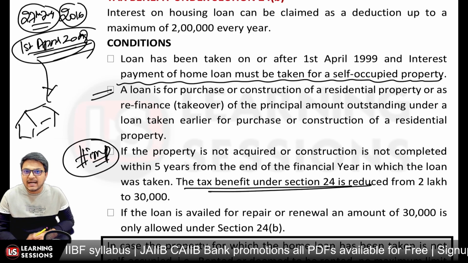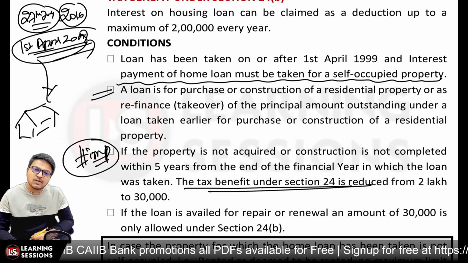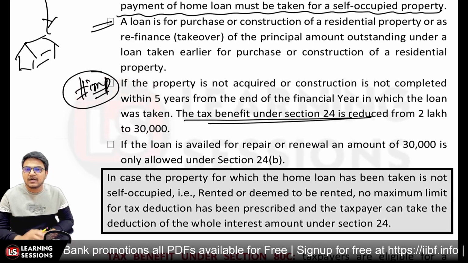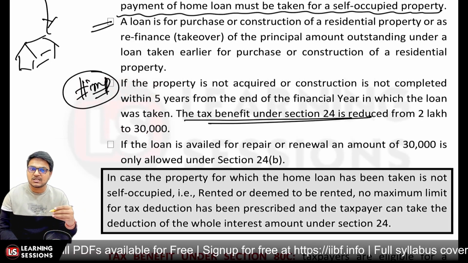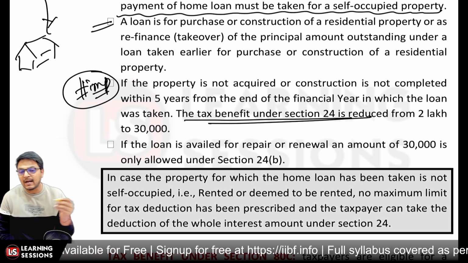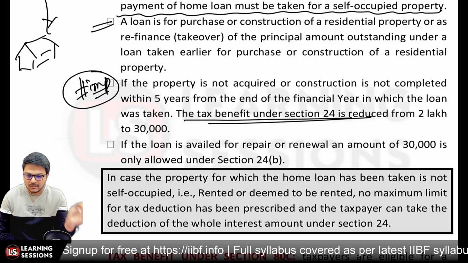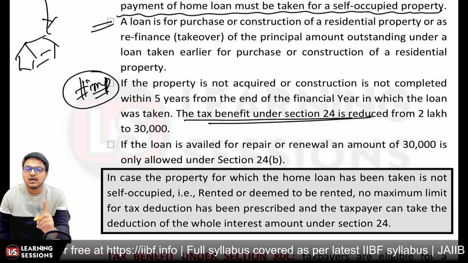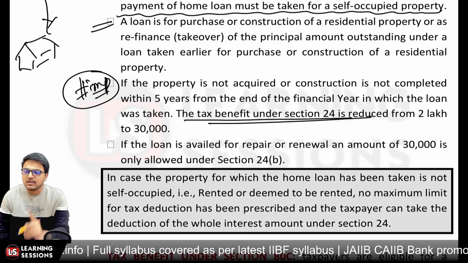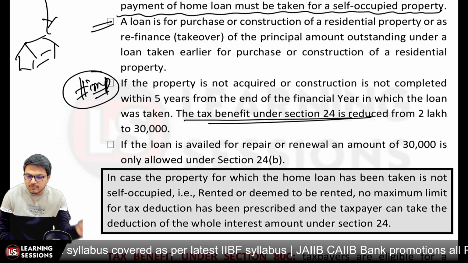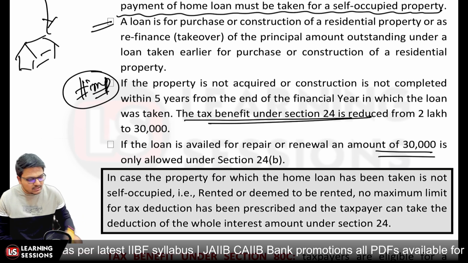That's important, right? And if the loan is availed for repair or renewal purposes, only 30,000 rupees of deduction can be availed, right? If you're taking it for construction purposes or a built up house is purchased, then it is rupees 2 lakh, and the condition is also that it is self-occupied. And if it is not self-occupied, then there is no upper limit. But if you have taken the loan and have not constructed the house within 5 years, and also if the loan is for repair or renewal of the house, in that scenario the amount is 30,000 rupees.